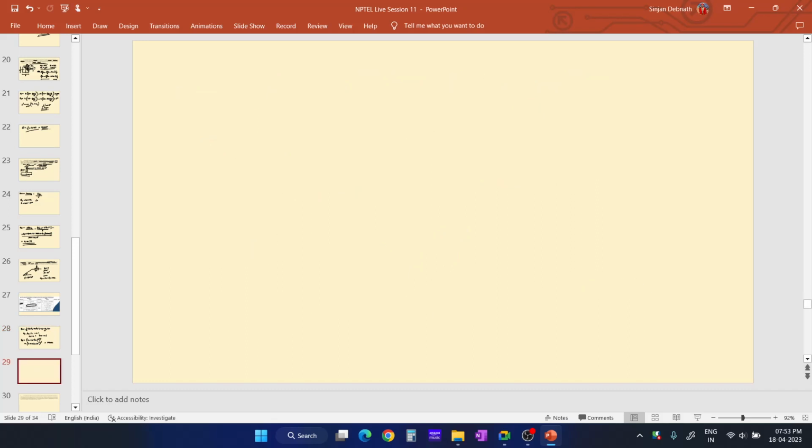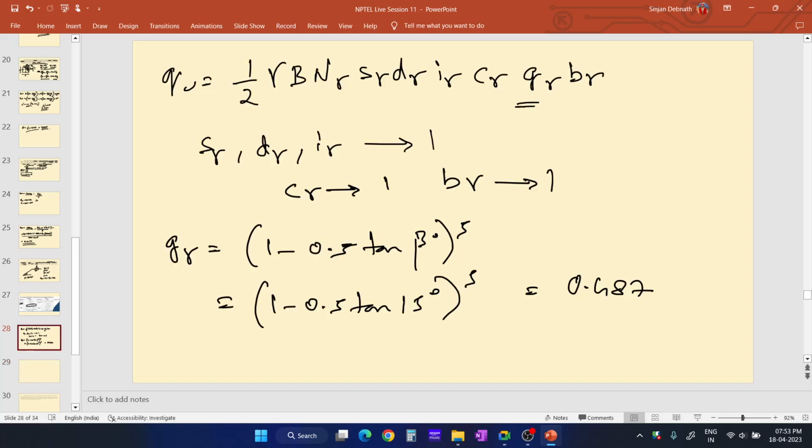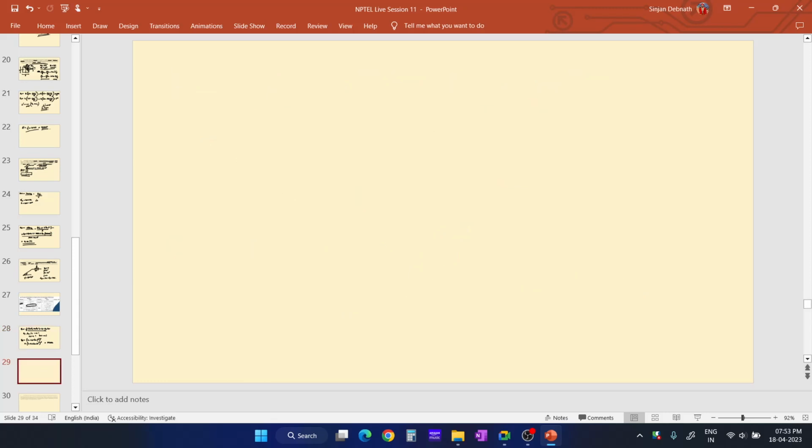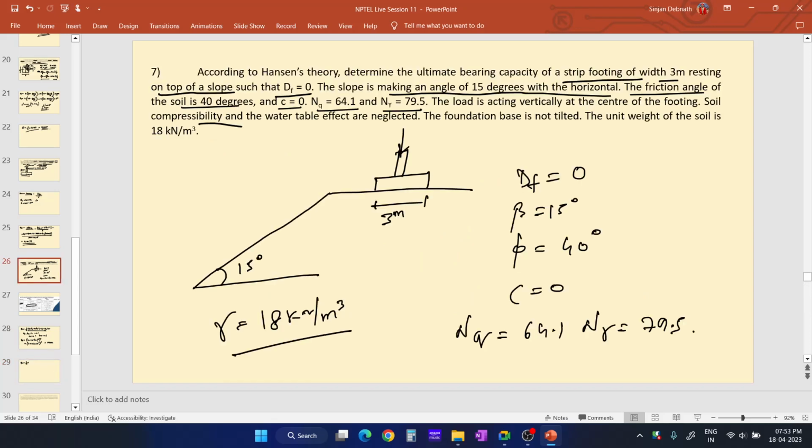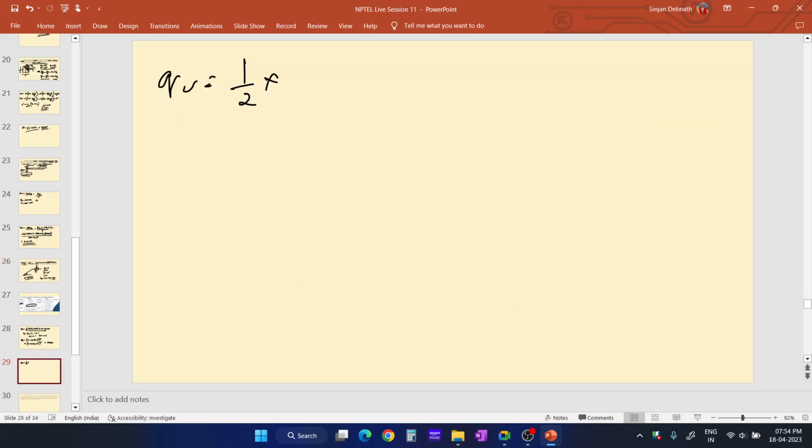After that, we need to put all the parameters into this equation: half gamma B N_gamma and G_gamma. So q_u is equal to half into gamma, which is 18 kilonewton per meter cube, B is 3 meter, and N_gamma is 79.5, and G_gamma is over there.